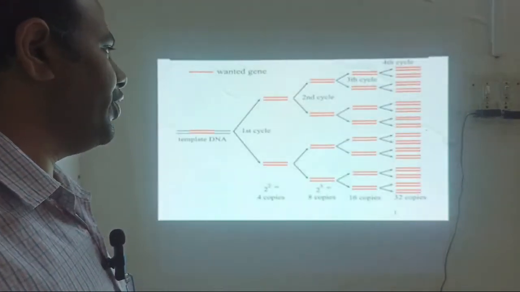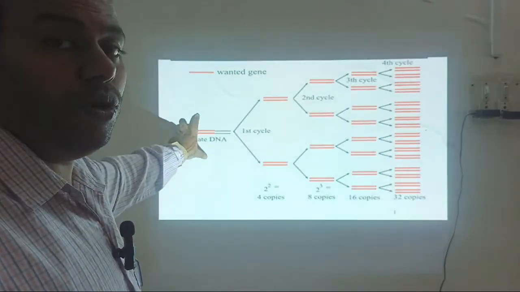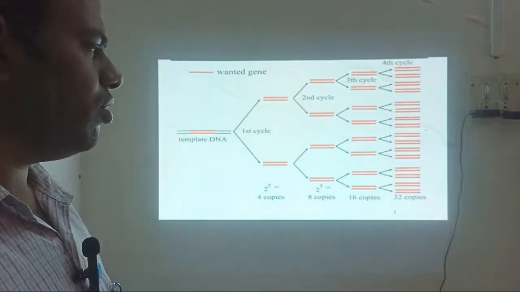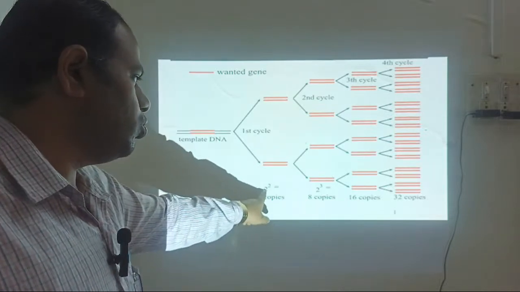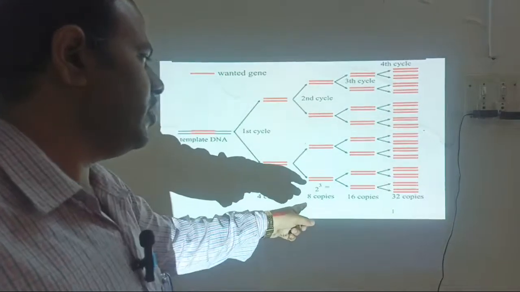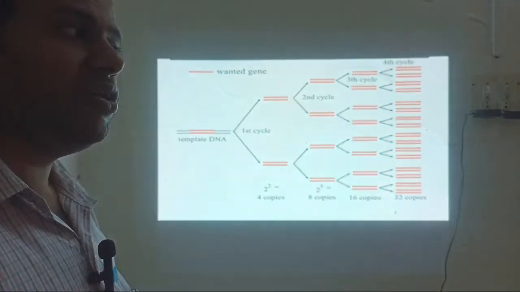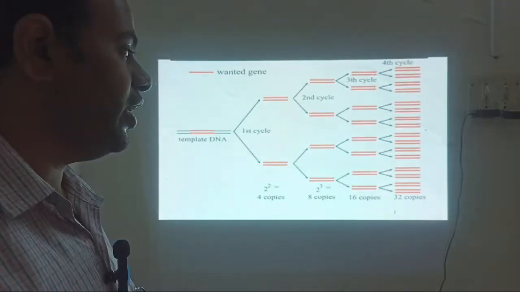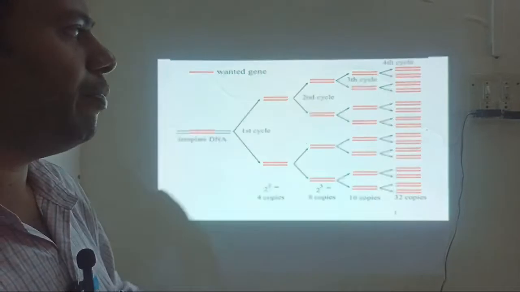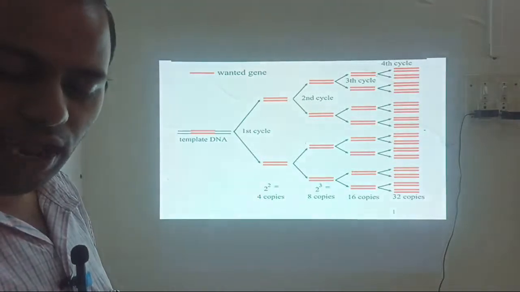The red colored part is the wanted gene here. We put primers on both sides. In the first cycle, this DNA is denatured and opened up, and two separate strands are opened. For 2 raised to 2 cycles, you get 4 copies of DNA, and for 2 raised to 3 cycles, you get 8 copies, then 16, and likewise for about 2 raised to 38 cycles, you get about 68 billion copies. So it amplifies exponentially. You can see the number of copies is amplifying exponentially, and these many copies you get after the PCR is over.